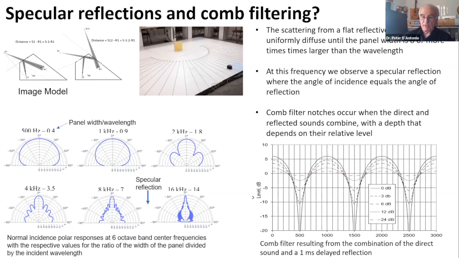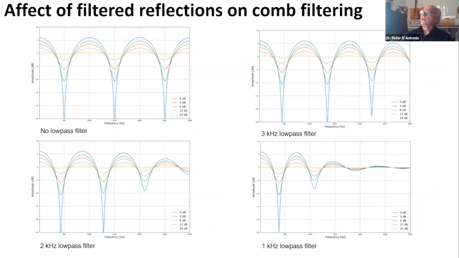So the way to control specular reflections is, number one, to reorient them with a panel that is appropriately large, and the other is to try to absorb them. And what's important to note is that the absorption needs to be substantial, because if the absorption only controls frequencies above 3 kilohertz, you see that you still have comb filtering. If you control reflections down to 2 kilohertz, they still exist. 1 kilohertz, they still exist. And they're going to continue to exist unless they are sufficiently designed to control this low frequency notch.